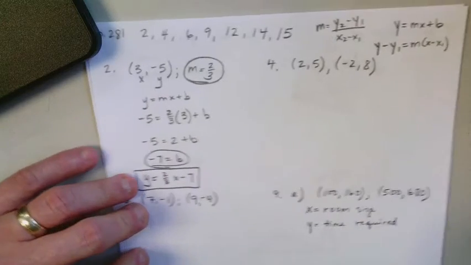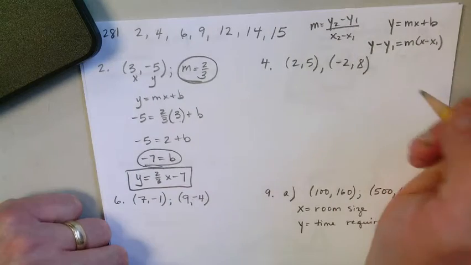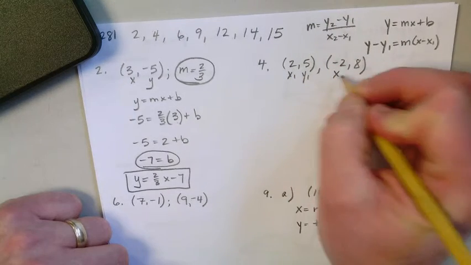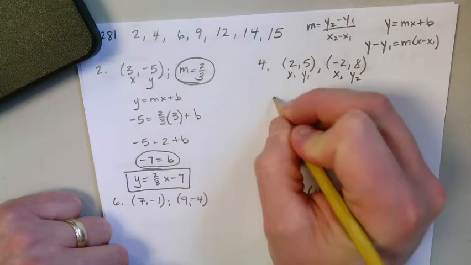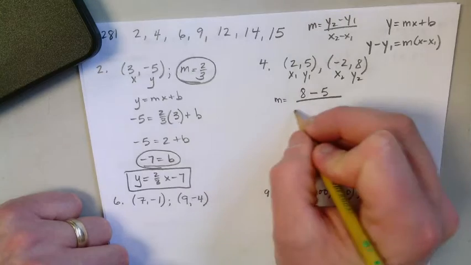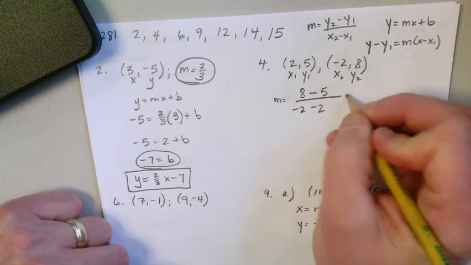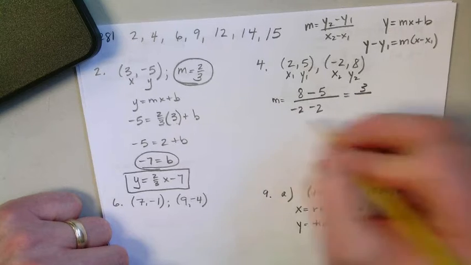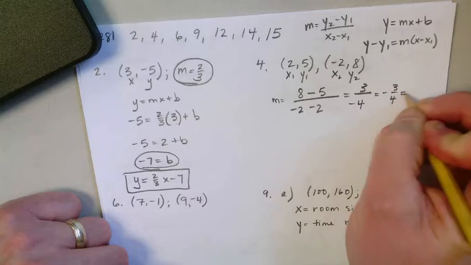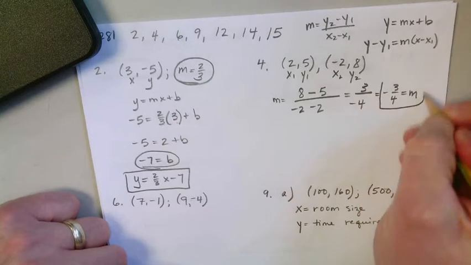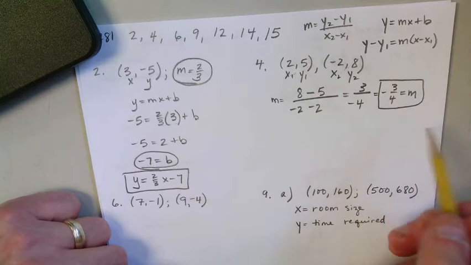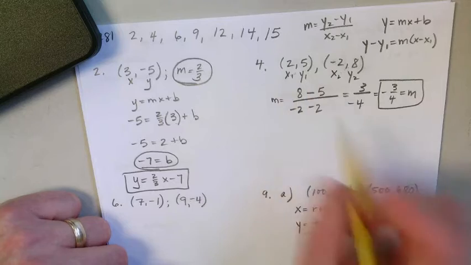Number 4, instead of giving the slope, they're giving you two points. So I'm going to find out what that slope is. I'm going to take y sub 2 minus y sub 1 over x sub 2 minus x sub 1, and we end up with 3 over -4, or -3/4. And this is your slope, okay? Now, you need to take one of these two points. It doesn't matter to me which one, but you need to take one of the two. I'll take the first one since it's already x sub 1 and y sub 1.